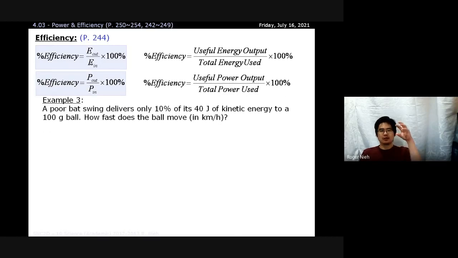As long as you're taking a measurement and you're dividing it by itself, then you're finding out the percentage efficiency. All right, so it could be energy out divided by energy in, or power out divided by power in, or even work out divided by work in.